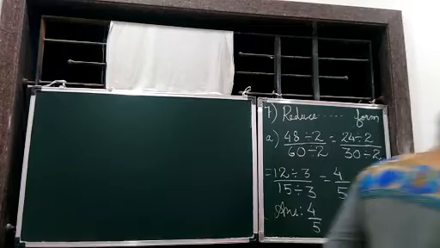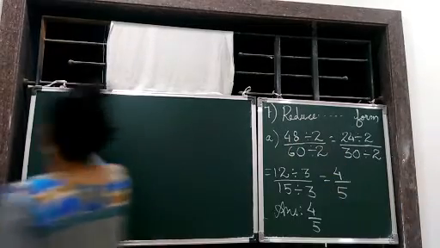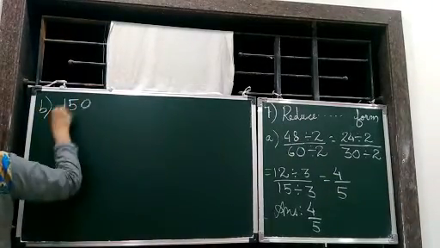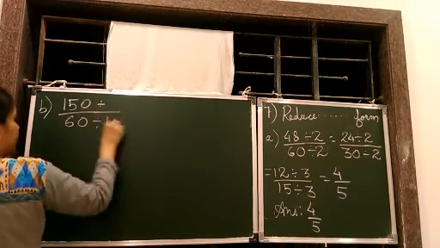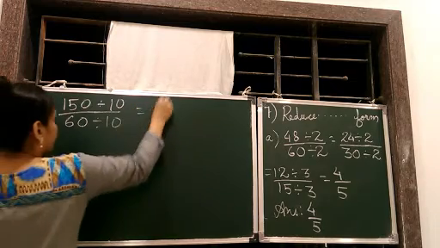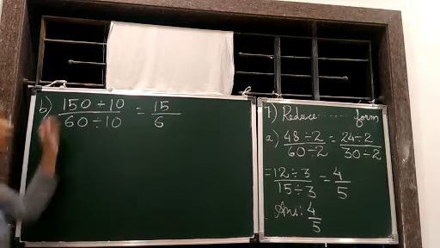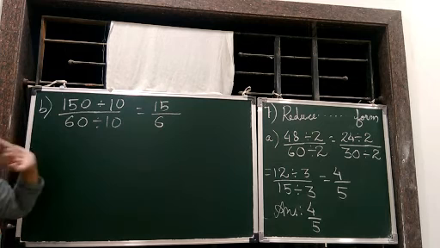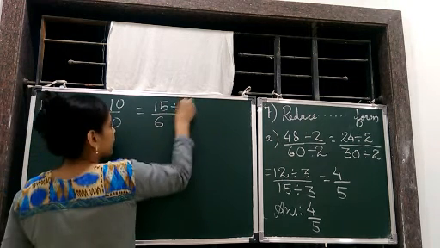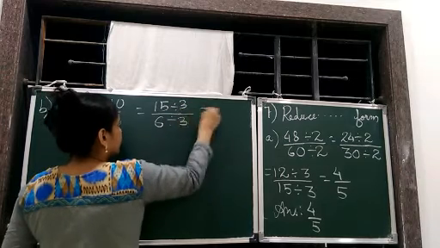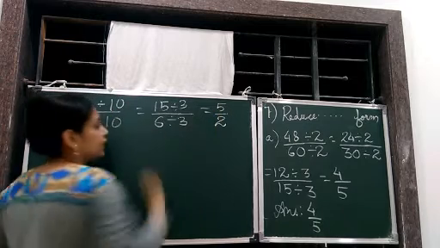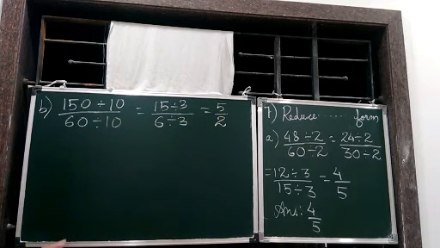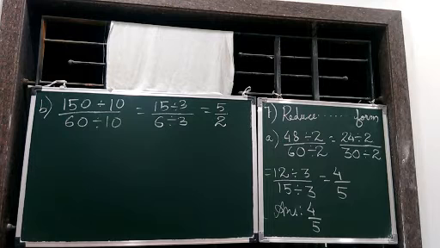Then we start B. 150 by 60. Now whenever you see zeros, children, you start by 10 only. Okay. Just to remove the 0. Now it is 15 and 6. Okay. 0 0 will get cancelled. What will be left? 15 here and 6 here. Now 15 and 6 both are divisible by 3. So the answer will be 5 by 2. Now no other number is common who will divide these two.